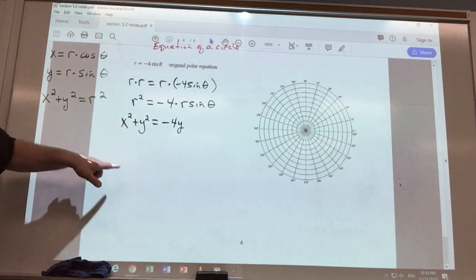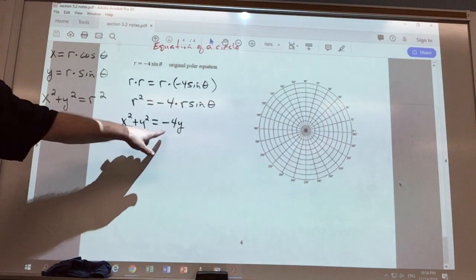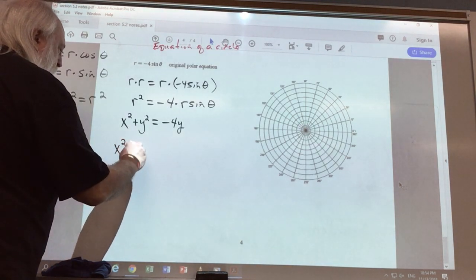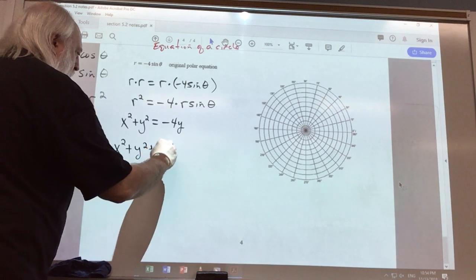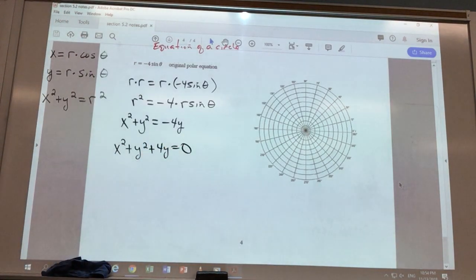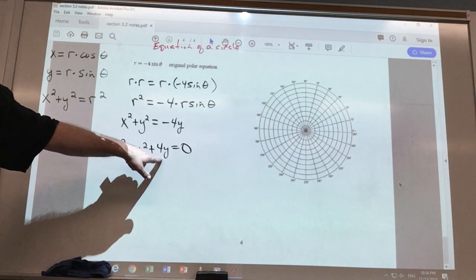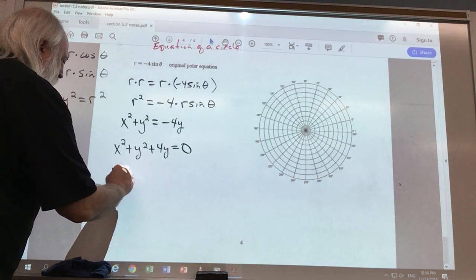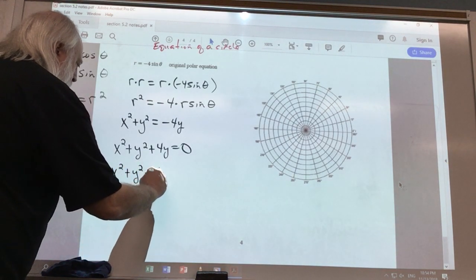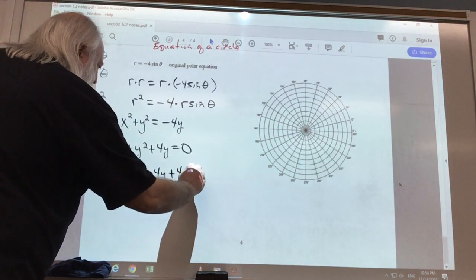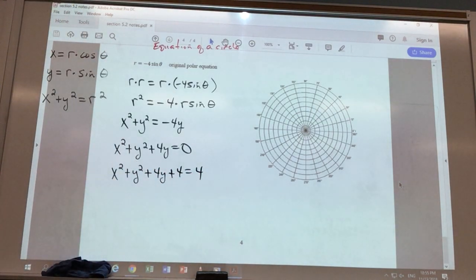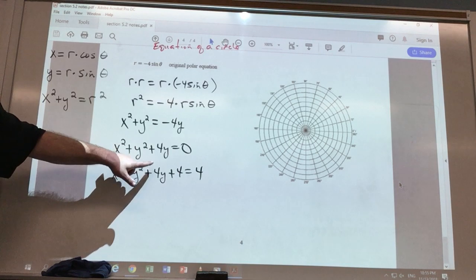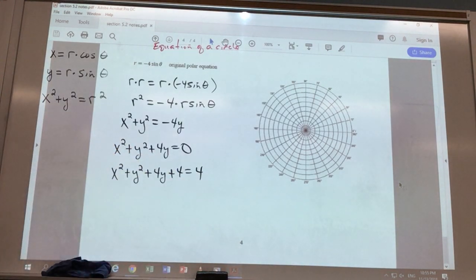And now, in showing that this is the equation of a circle, we can add 4y to both sides. So we have x squared plus y squared plus 4y is equal to 0. And now I can add 4 to both sides. I have x squared plus y squared plus 4y plus 4 on the left is equal to 0 plus 4 on the right, okay? So I added 4y to both sides from going from here to here, and now going from here to here, I'm adding 4 to both sides.